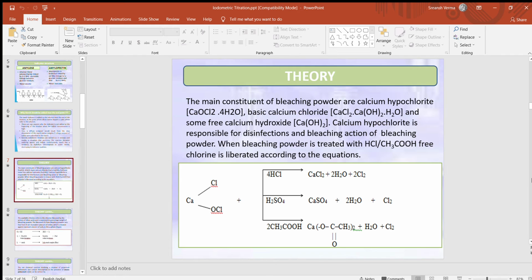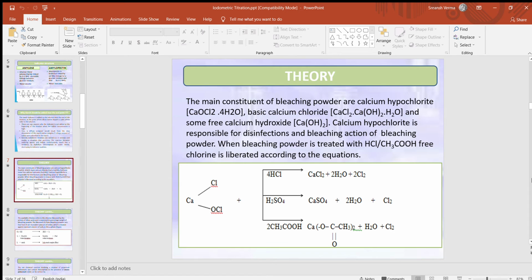The continuous decomposition of bleaching powder during storage is its main drawback, and it also absorbs moisture from the atmosphere and evolves chlorine. Due to this deterioration, a bleaching powder sample comprises less chlorine than estimated. Therefore, we need to analyze our bleaching powder sample.